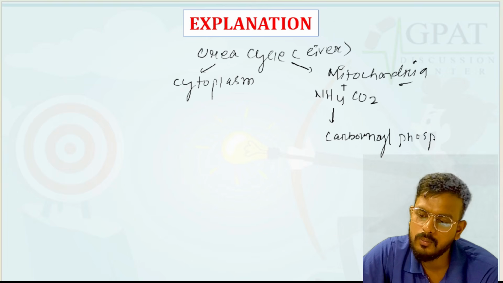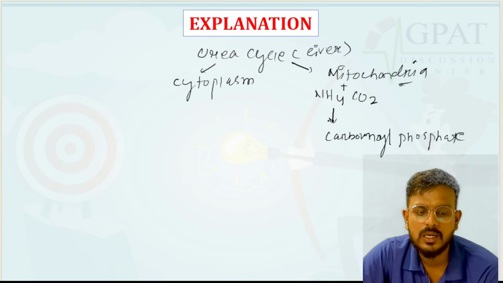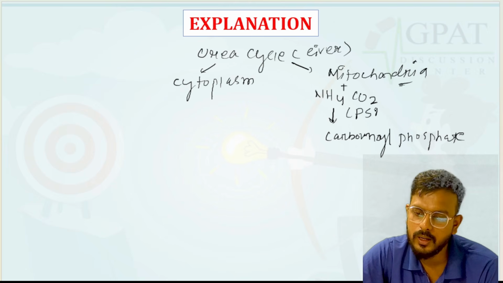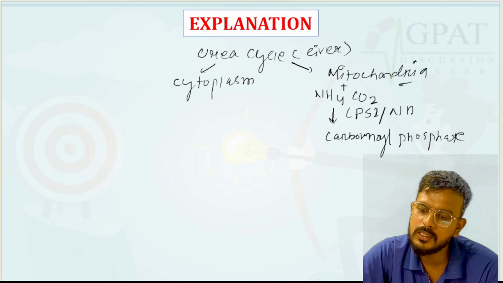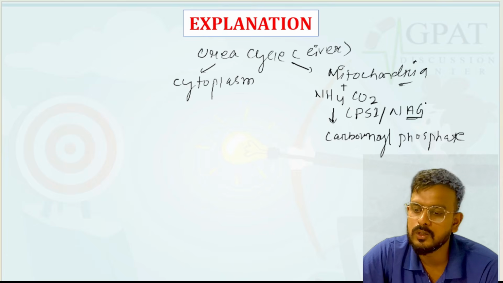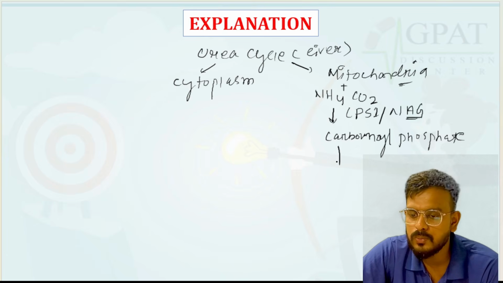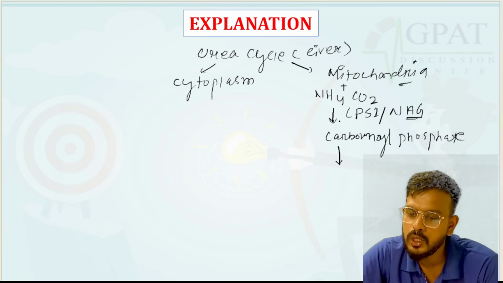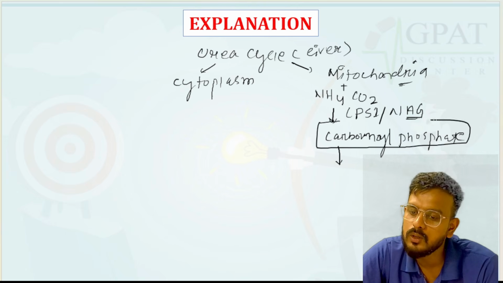Okay, it will form carbamyl phosphate. The enzyme that works here is carbamyl phosphate synthetase 1, and it also requires N-acetyl glutamate for activation. Now this carbamyl phosphate is again converted to citrulline and then to ornithine like that.